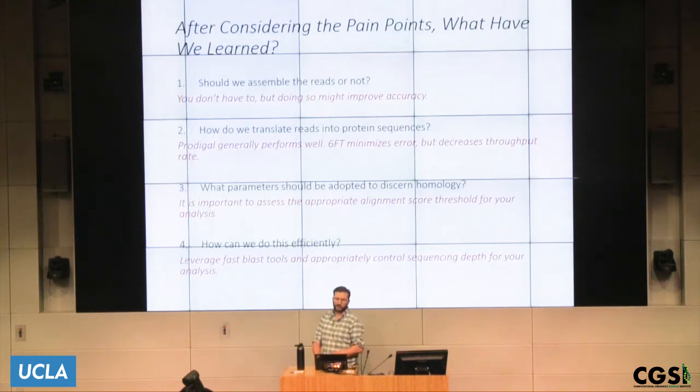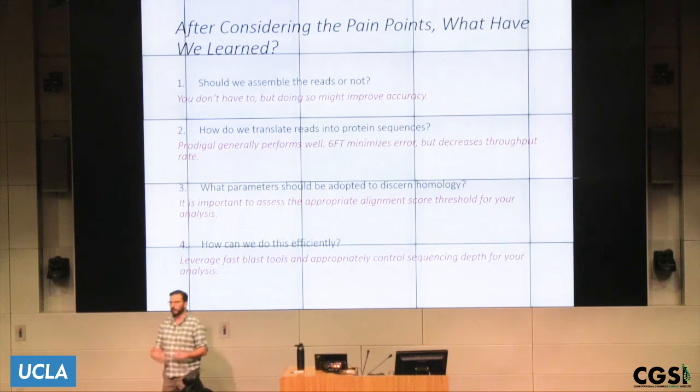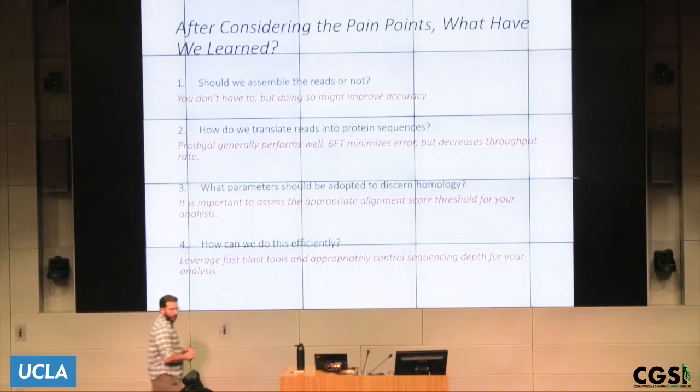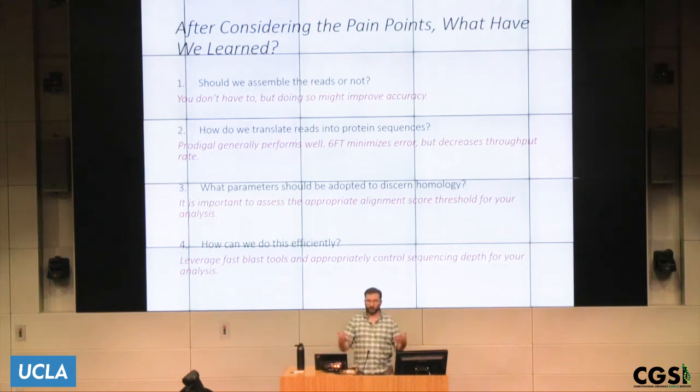So after considering these pain points, what have we learned? Well, one, should we assemble the data or not? Well, you don't have to. You can get a reasonable estimate without doing any sort of assembly on your metagenome if you apply this homology-based inference approach. But doing so might improve your accuracy because you get longer reads, and more sequence allows you to have more accurate inferences when you're conducting both the gene prediction and the classification step.